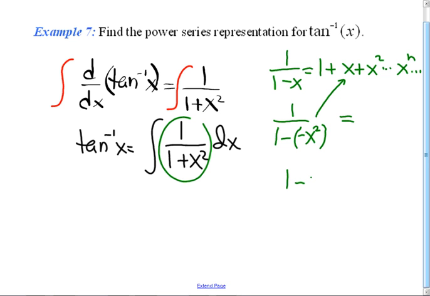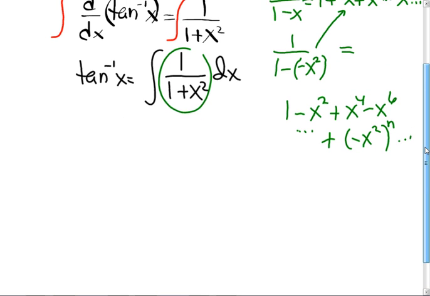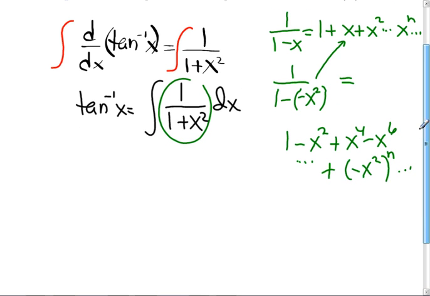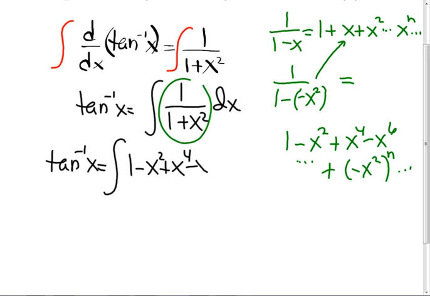So it's 1 minus x squared plus x to the 4th minus x to the 6th, plus, and it's minus x squared to the n. I think if I'm going to integrate it, I'm going to have to simplify that. I don't really think I have a choice now. This is easy to do. I can easily integrate the power series. I just do it term by term. That's all. So inverse tangent of x is equal to the integral of this power series: 1 minus x squared plus x to the 4th minus x to the 6th.